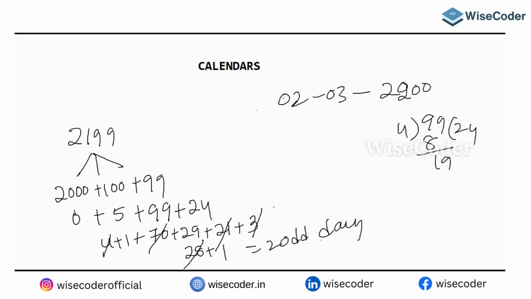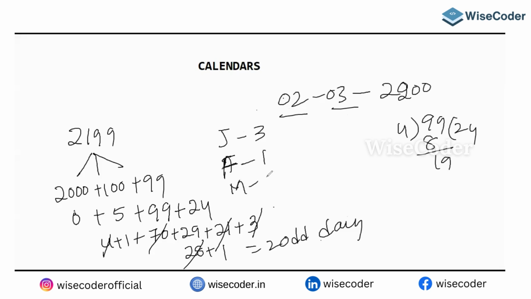Okay, and which day do I want? 2nd March. So January, 3 odd days. April, hang on, 2200 is a leap year? Yes, it's a leap year. So February is what? 1 odd day.